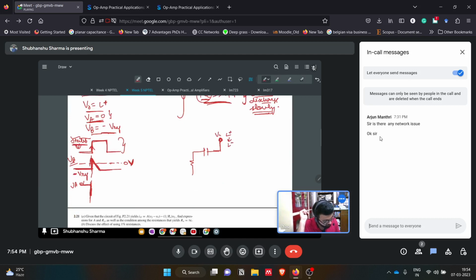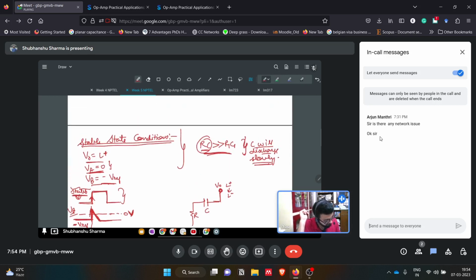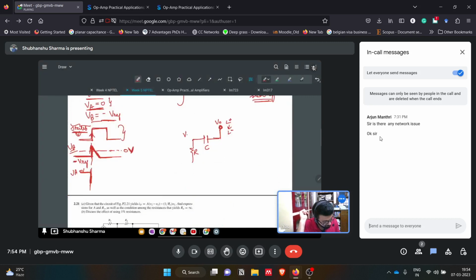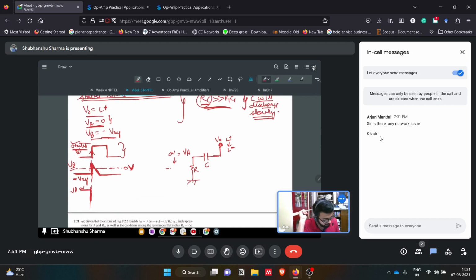This is V naught. I am talking about C and this is R, only this circuit. This is VA, initially 0 volts. Now, since the output is L minus, it will move towards minus. We'll see what the voltage of this circuit will be, because initially, when it is at stable state, this is 0, and this capacitor has been charged to L plus voltage, because we are using this condition.